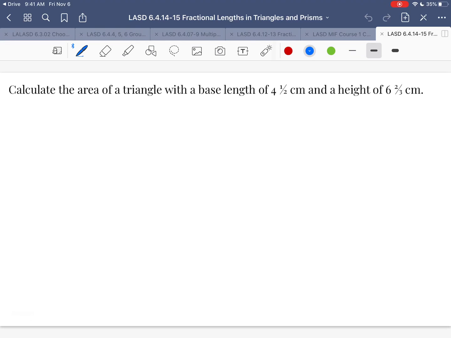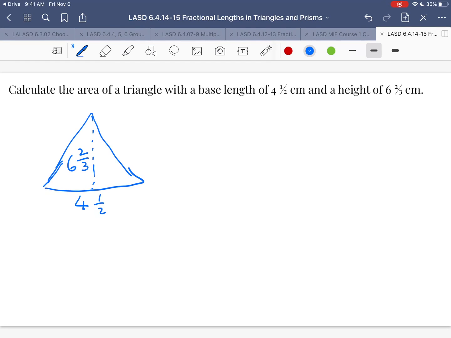So we're asked to calculate the area of a triangle with a base length of 4.5 centimeters and a height of 6 2/3 centimeters. So the first thing I do is just draw a rough diagram of a triangle. It doesn't have to be accurate at all, but just to give me an idea. And I've got a base of 4.5 and a height of 6 2/3. And I want to calculate the area of this.